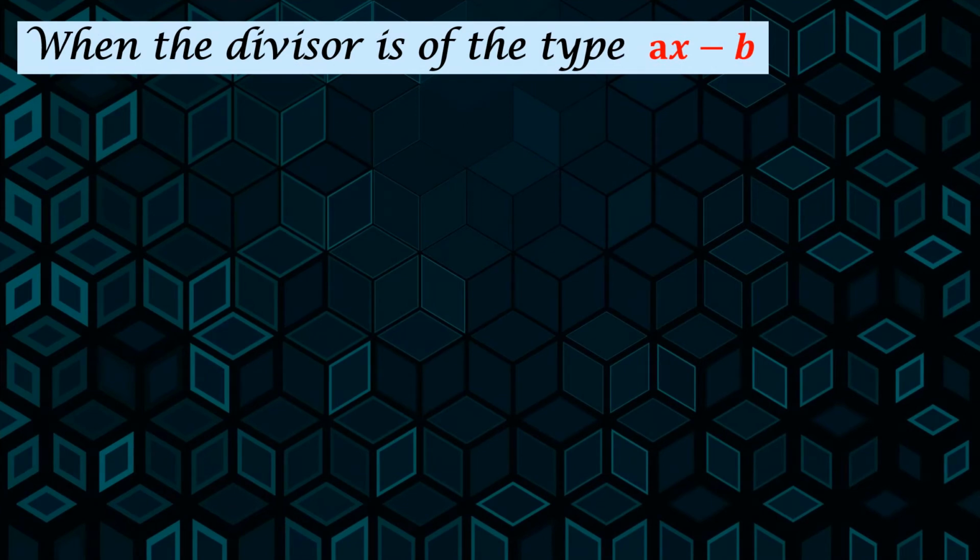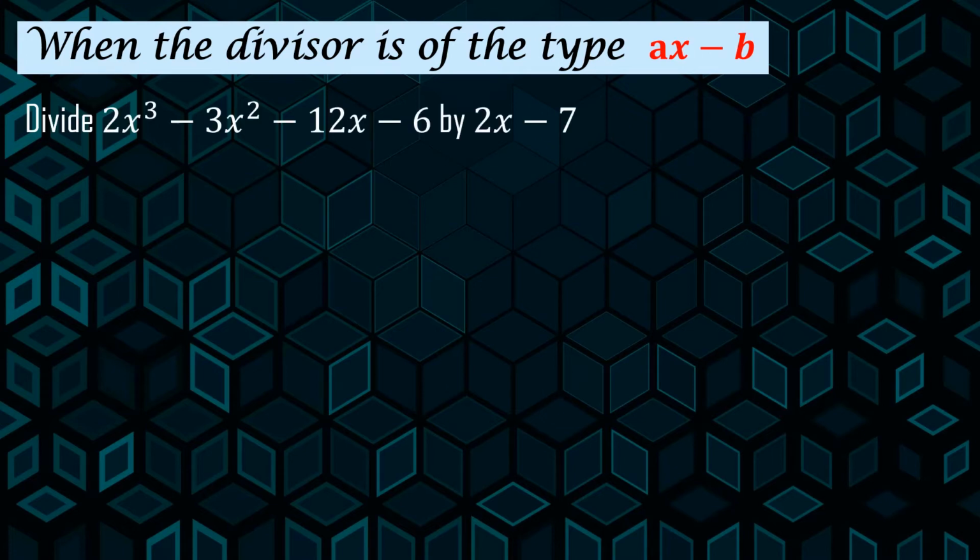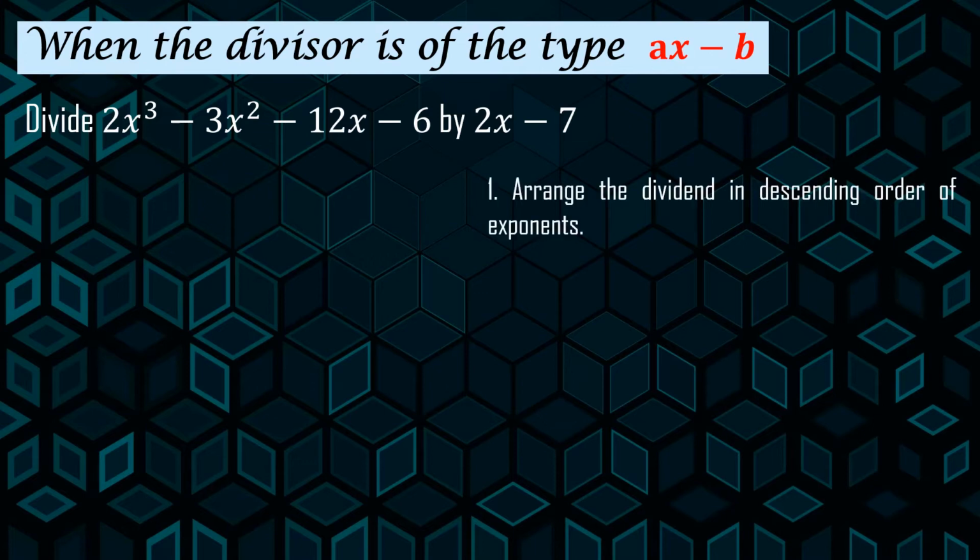Next, synthetic division when the divisor is of the type ax minus b. So we have the given, divide 2x cubed minus 3x squared minus 12x minus 6 by 2x minus 7. The first step is to arrange the dividend in descending order of exponents. So palagi pong ganon ang gagawin nating step, or yung first step is to arrange the exponents in descending order.